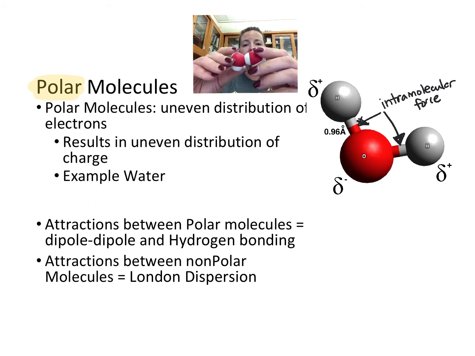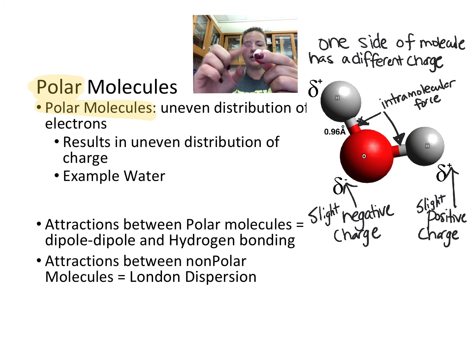It's important to understand, why does this intermolecular force happen? And it's because these two molecules end up being polar. Polar means that one side of each of the different atoms has a little bit of a different charge than the other side of the atoms in this molecule.